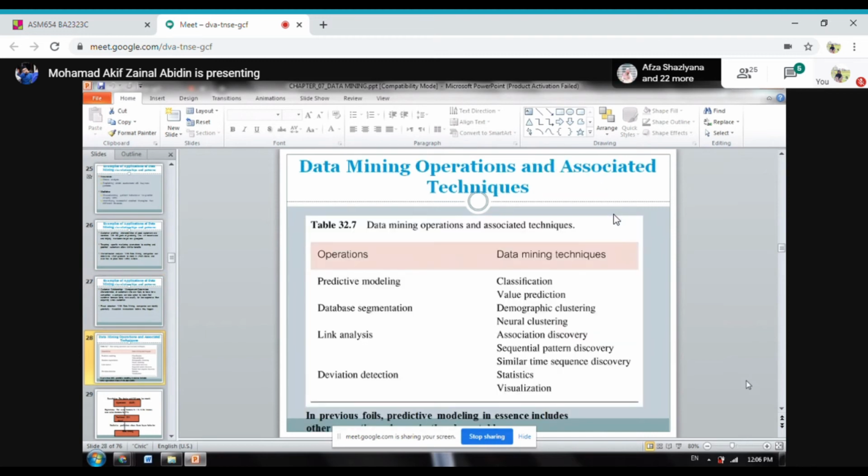Okay, so this is the gist in chapter 7. The main information that you need to really understand in order to answer a question in your assignment and also the test. Okay, for data mining, we have 4 operations and 9 techniques given here. For each of the operations, for example, predictive modeling, we have classification and value predictions. Database segmentations, we have demographic clustering and neural clustering. Link analysis, we have association discovery, sequential pattern, and similar time sequence. Deviation detections, we have statistics and visualizations.